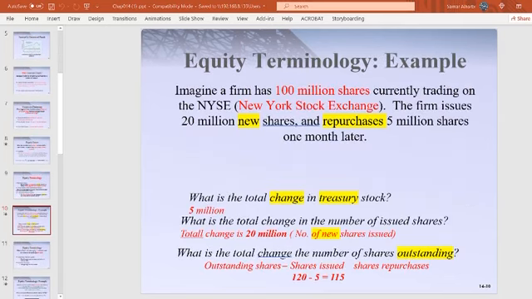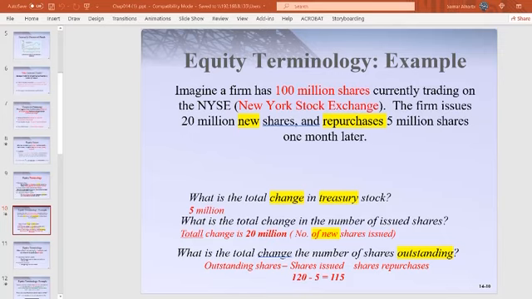Now, here we have an example. I think this is a clear example. Imagine you have 100 million shares in the market. This is the number of shares, not $100 million. It is 100 million shares in the market on the New York Stock Exchange. This is already in the market, 100 million shares.